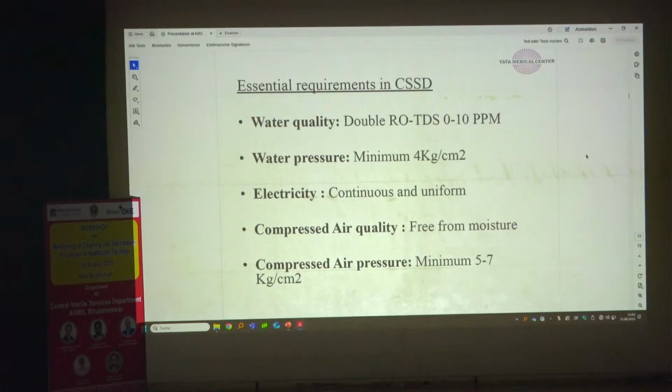Compressed air should be free from moisture, and the compressed air pressure is 5 to 7 kg as per the requirement of the equipment manufacturer.